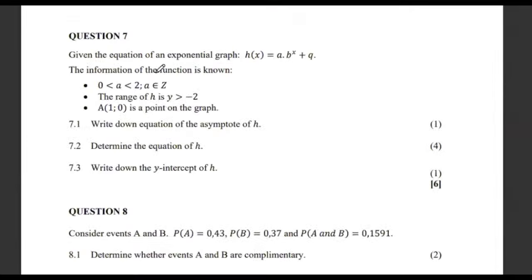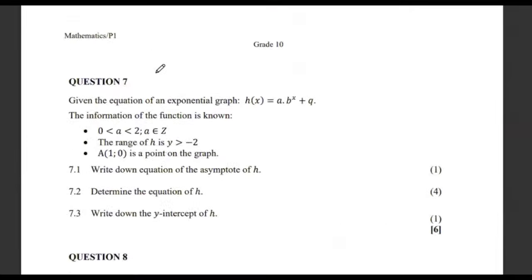All right, so that is 6.5. Question number 7. Given the equation of this exponential, they are giving us some conditions. Okay, so a is between 0 and 2. Then the range of the graph is above -2, so -2 is an asymptote. And then (1, 0) is a point on the graph. Write down the equation of the asymptote. So y is going to be -2, meaning that this q represents a -2 because the graph should never be cutting or touching that -2.